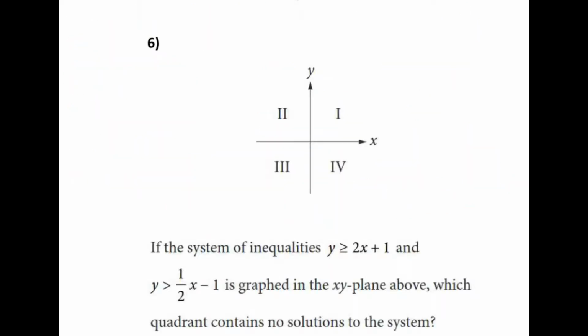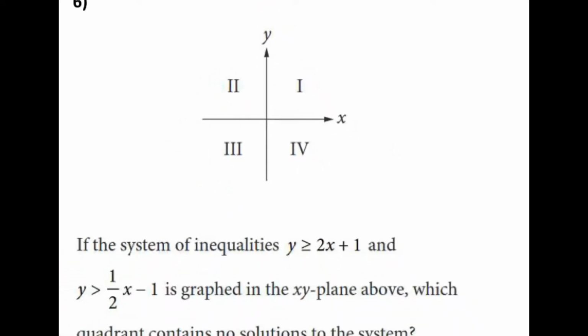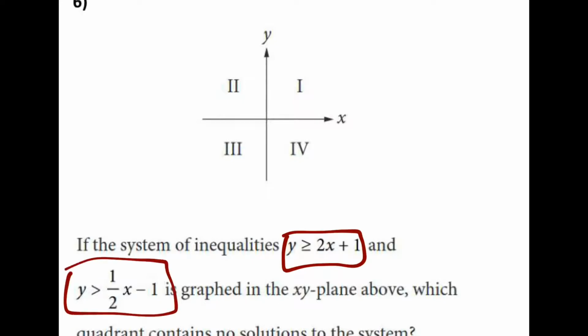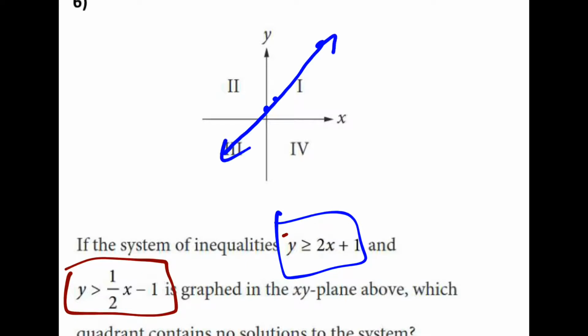Number 6 is a systems of inequalities problem, and fortunately they labeled the quadrants for us. So we can graph each of these inequalities just like they were linear equations by looking at the slope and the intercept. So we'll start with the slope. Here, I'll do this one here in blue. And we start at 1, and we're going to go up 1, right 1. And that's not perfect, but that's a pretty good estimation of that line.